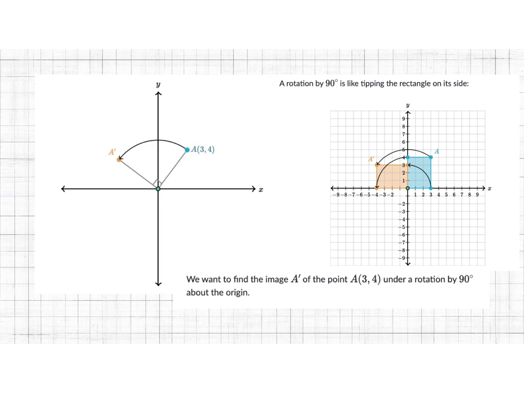A rotation is like tipping a rectangle on its side. We won't be drawing rectangles, but I want you to kind of see that to go from A to A primed, we just flipped it over on its side. So you can imagine something has turned over. So we'll look at that in our next examples.